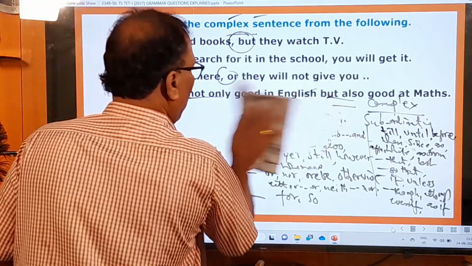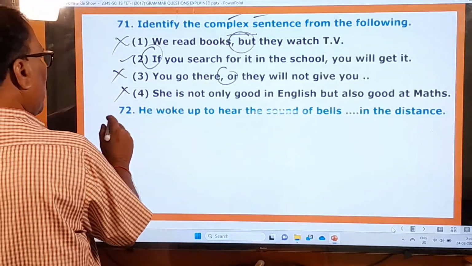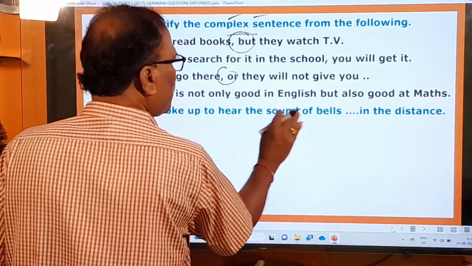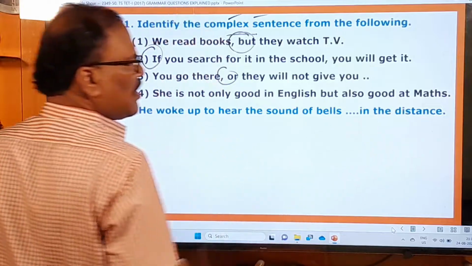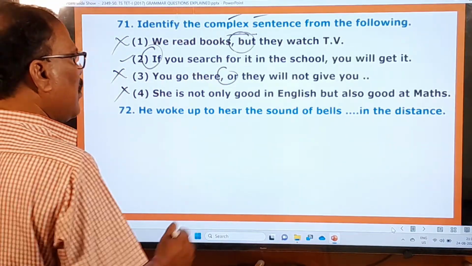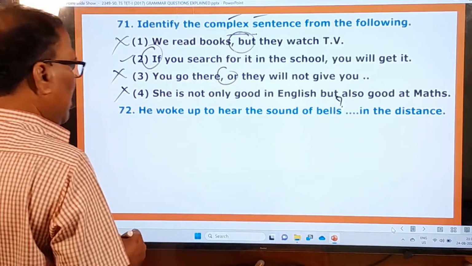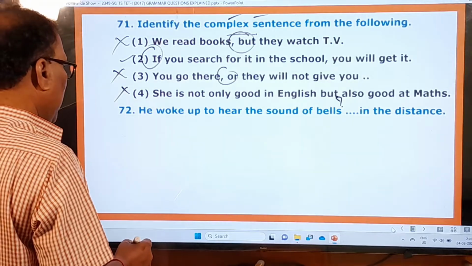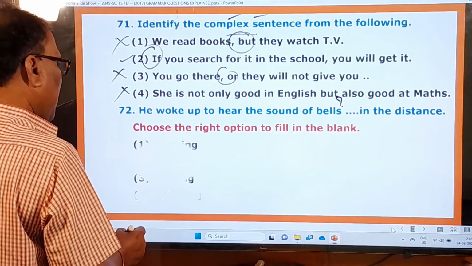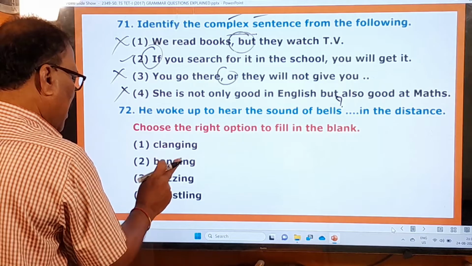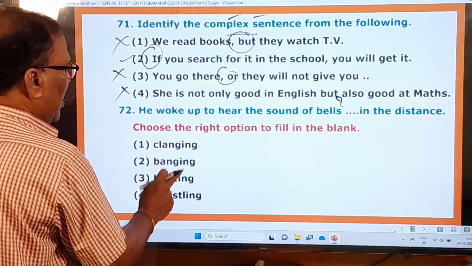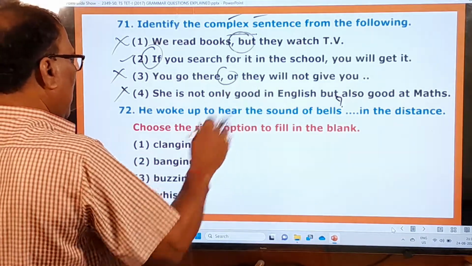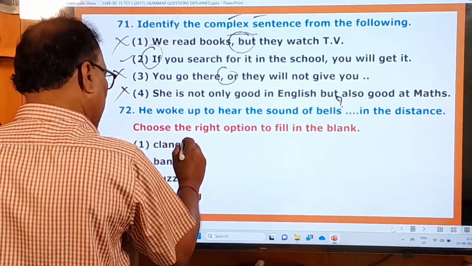Okay, now let's go to the next question. The 72nd question is there. He woke up to hear the sound of bells in the distance. What should be used in this blank? What are the options given here? Let us see them. The options are: clanging, banging, buzzing, whistling. Which one is the right one? For the sound of bells, clanging or banging.